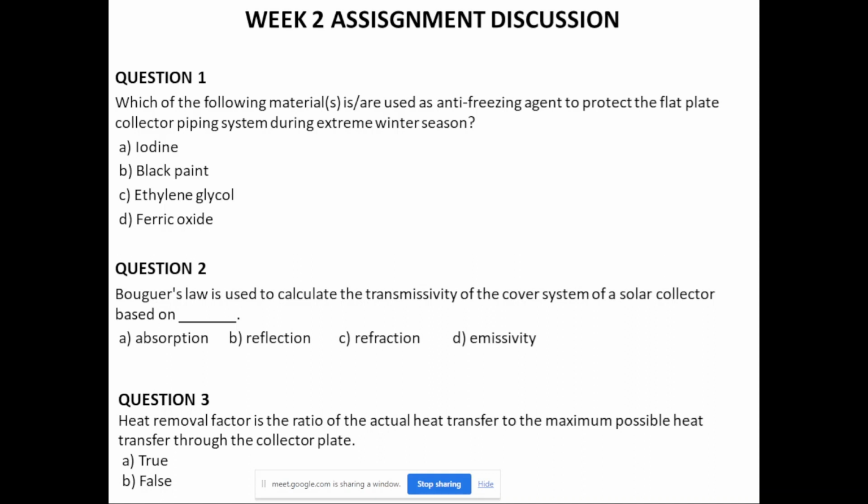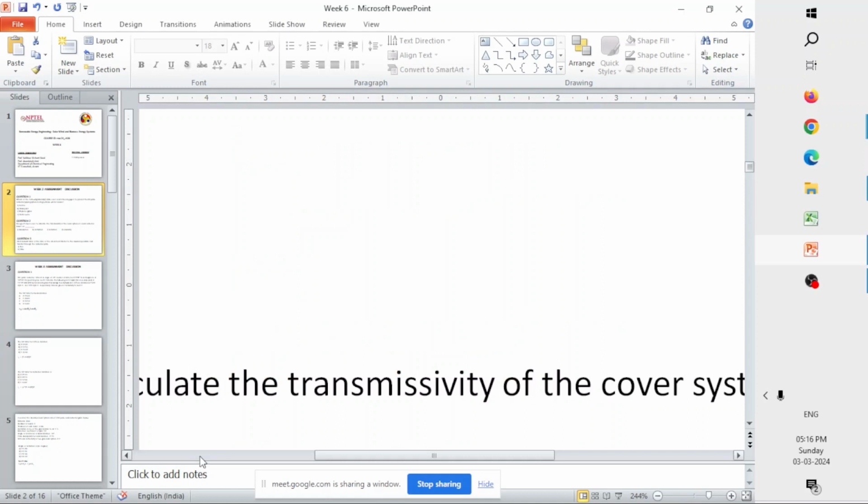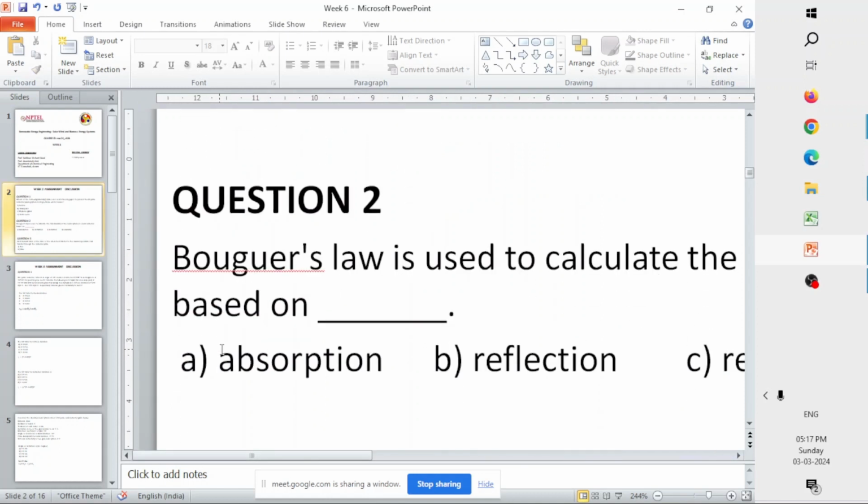Yes, does anybody have any? Oh, it's not visible. Can you tell me which slide? Yeah, which? Now we are able to see the week 2 assignment discussion slide. Or wait a minute. Now? Oh, okay, yeah. So I'll zoom it.